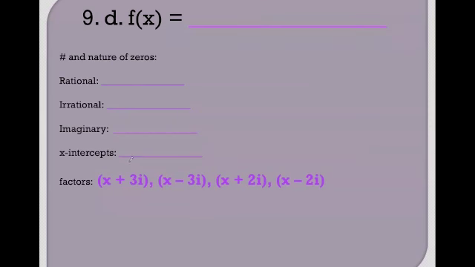For D, you're given the factors. I can see that I've got 2 imaginary roots, and remember that imaginary roots always come in pairs. And then I've got the 2i, plus or minus 2i. There are none for irrational and none for rational.